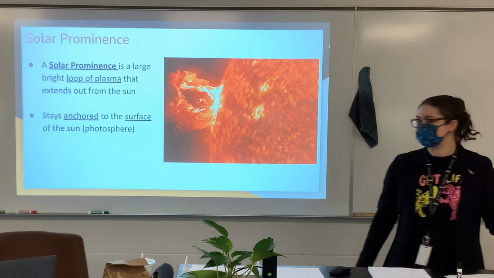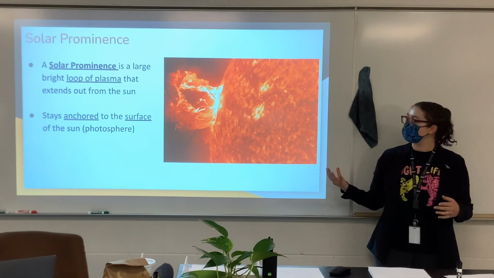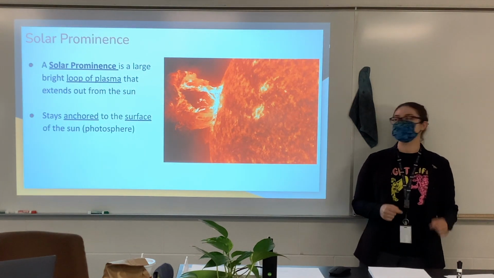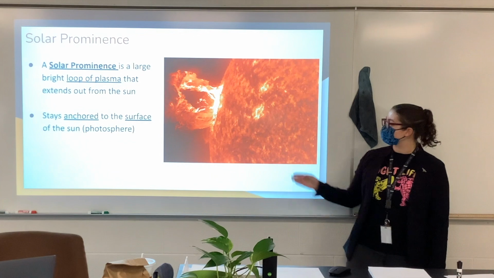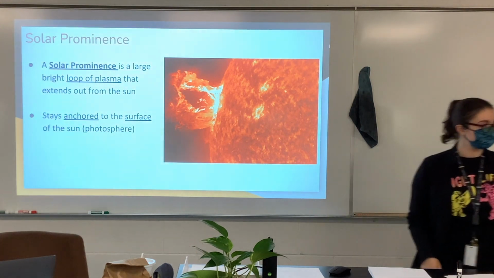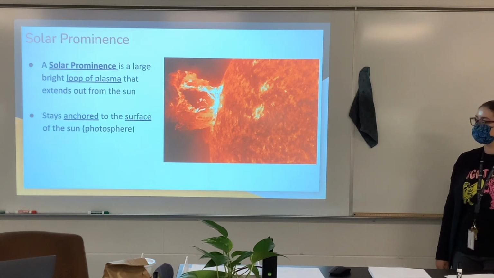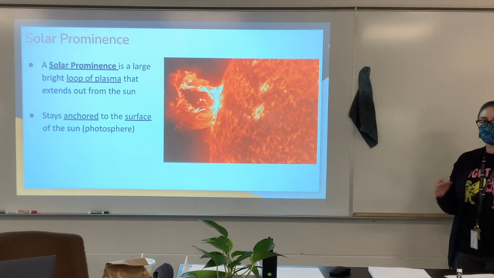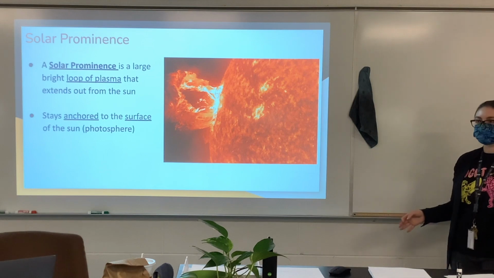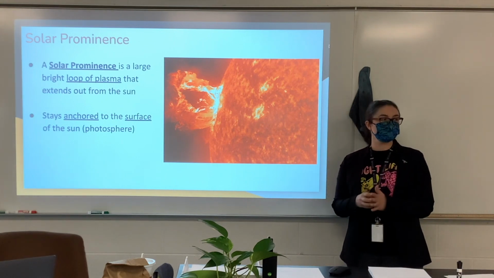For example, solar prominences. A solar prominence is when a huge loop of plasma is ejected from the sun. However, the key feature of this is that it stays anchored to the surface of the sun. So it's still going to stay anchored to the photosphere, but it's projected out, and it's this big loop. And that's a solar prominence. So when it's connected to the surface of the sun, it's called a solar prominence. Sometimes you see similar features in the corona, and those are coronal loops or coronal holes. But a solar prominence is always still attached to the surface of the sun.